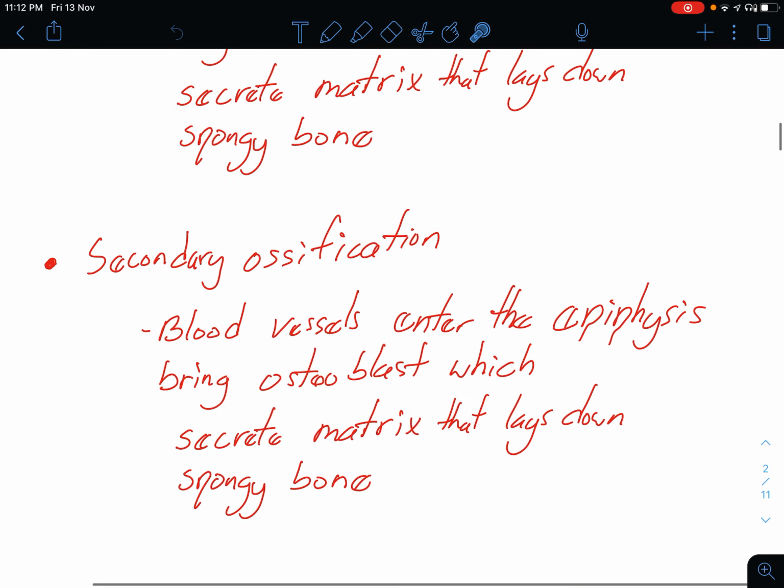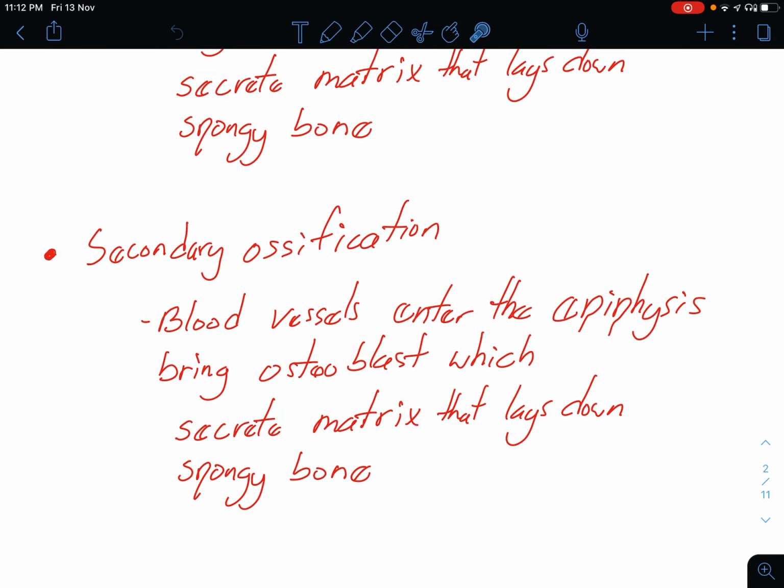Next, we have our secondary ossification, which is where the blood vessels enter the epiphysis, which is the ends of the bone or where the condyles are. They bring osteoblasts, which secrete matrix and lay down the spongy bone. So you're going to see this pattern when it comes to bone formation, where you have stem cells, the chondroblasts, and chondroblasts create a structure that's ossified by osteoblasts.